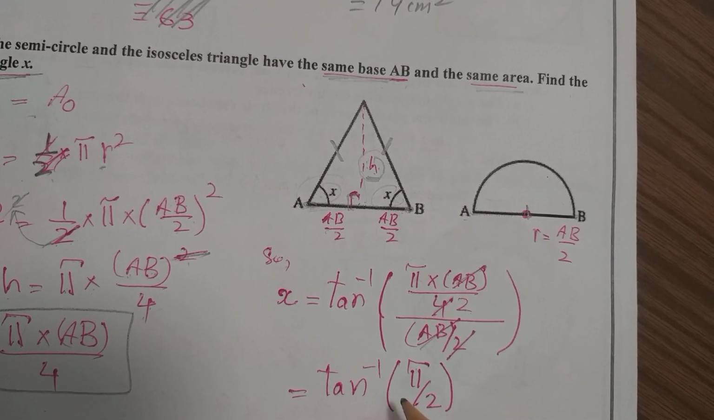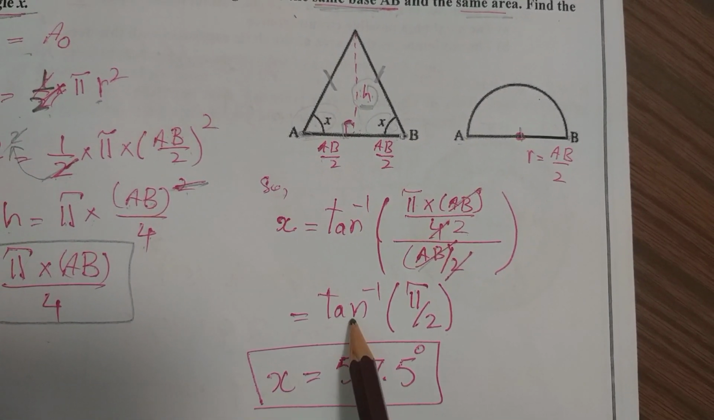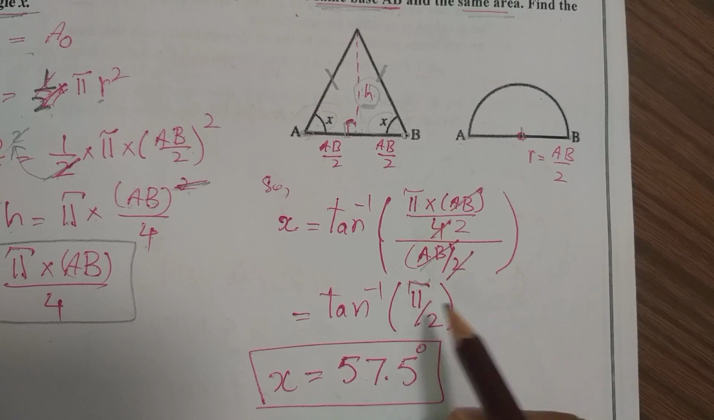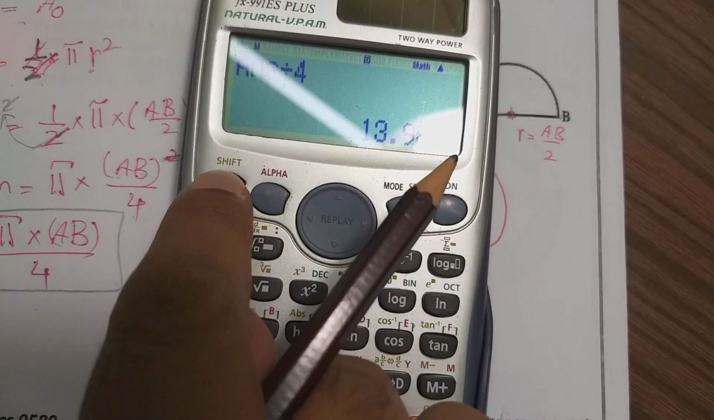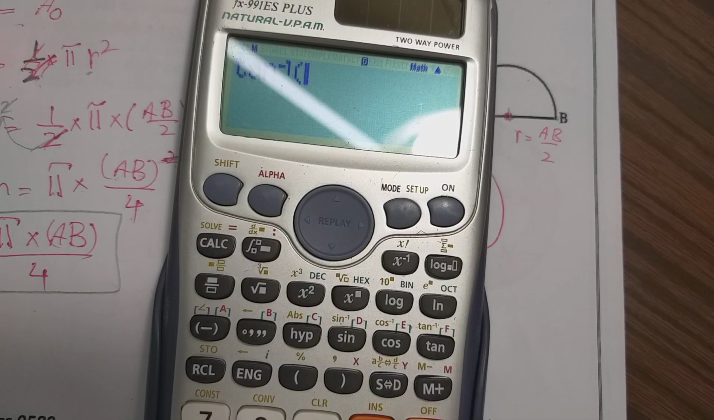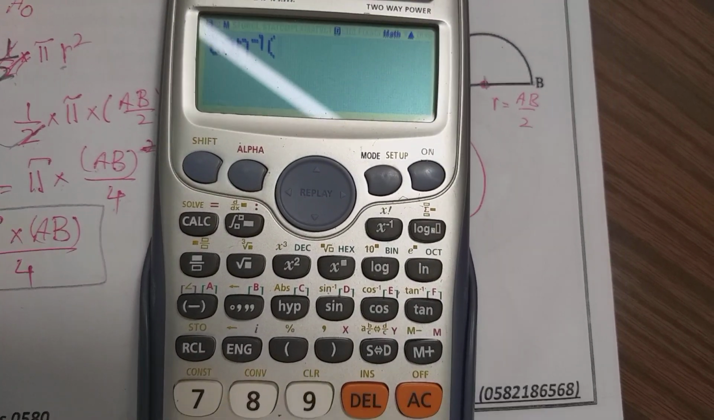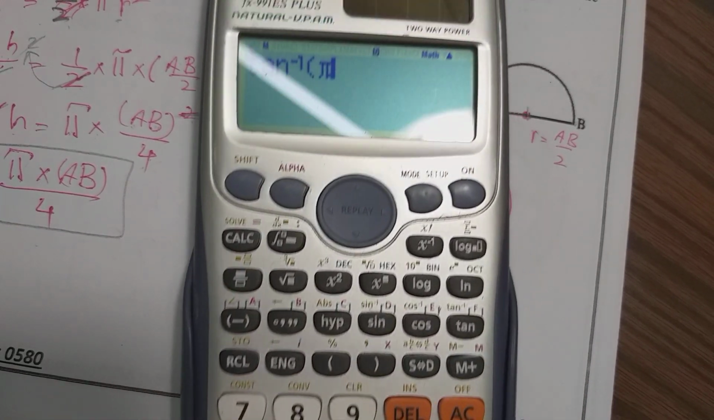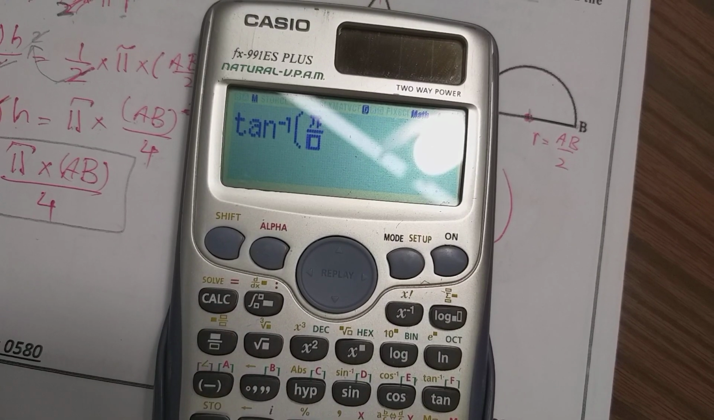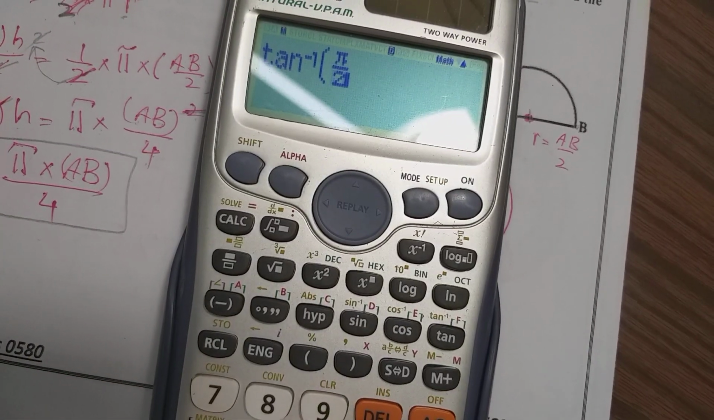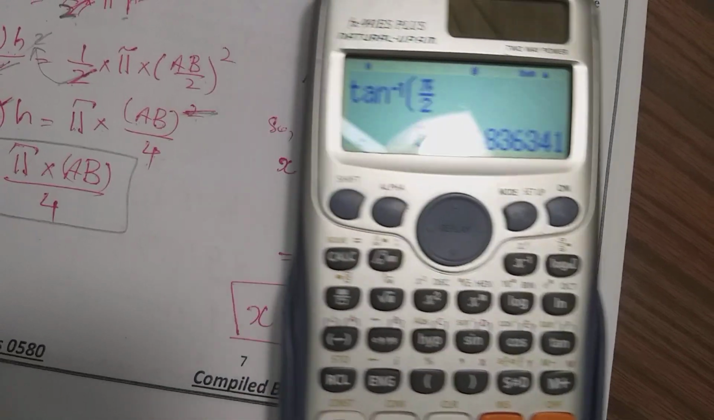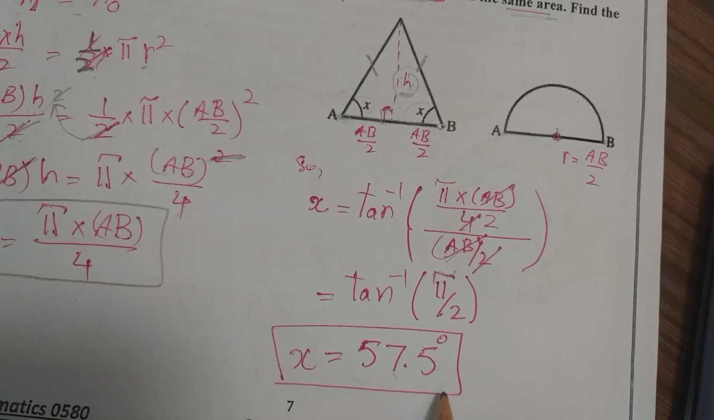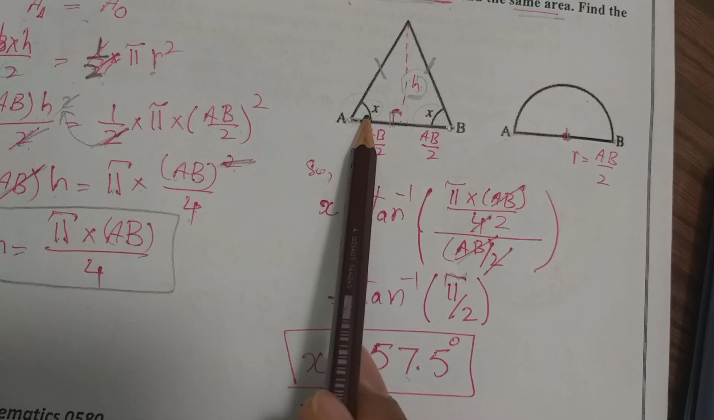So we are left with tan inverse, so put directly tan inverse of pi divided by 2. Don't take the value 3.142 here, because pi is given to us, so directly put the value here. Shift tan, and then shift the pi button here. This is the pi button. Shift pi and press here. You find the pi value divided by 2. So press equal, you find the answer 57.5 degrees. So this is the answer for this, because he said find the angle X.